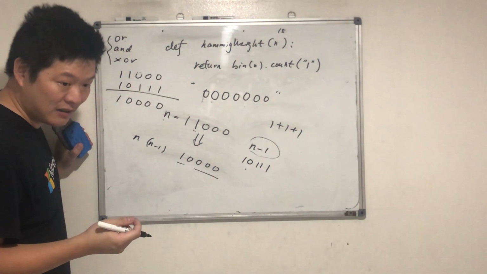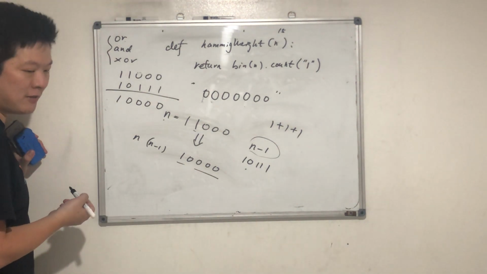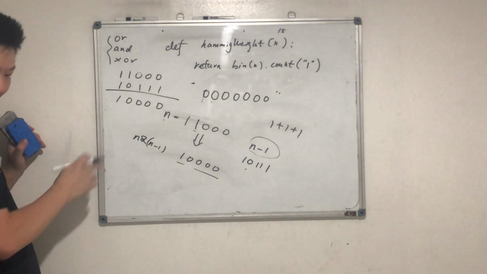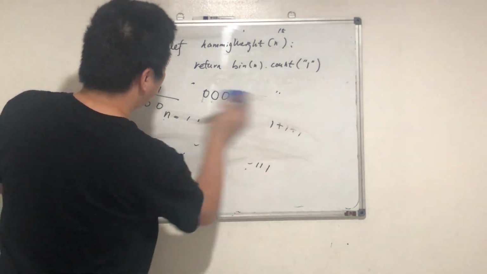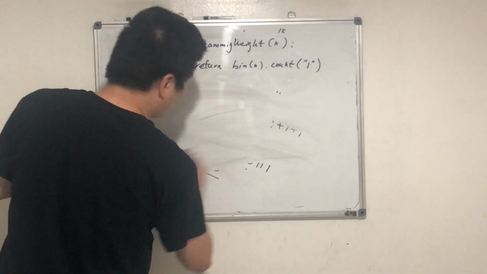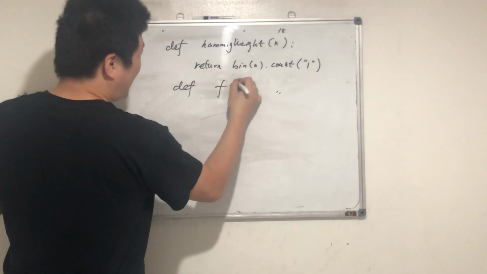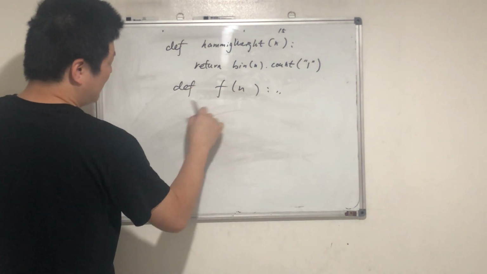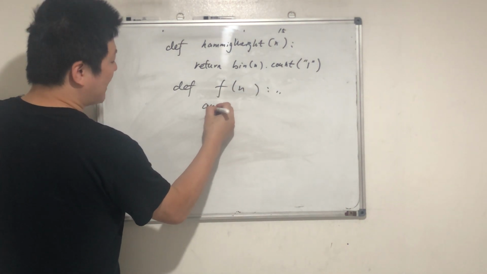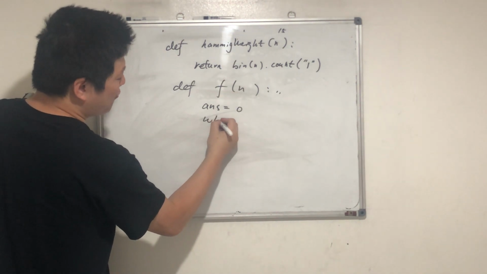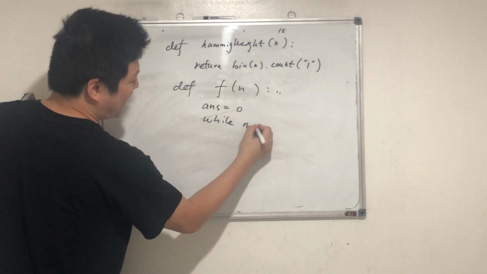Got it? So in this case, what is it? AND. So it's n AND something, yeah? Okay, so we can do this. So another operation, another one. Let's define another function, f of n. Now let's say answer equals 0. The second implementation, for n, right?